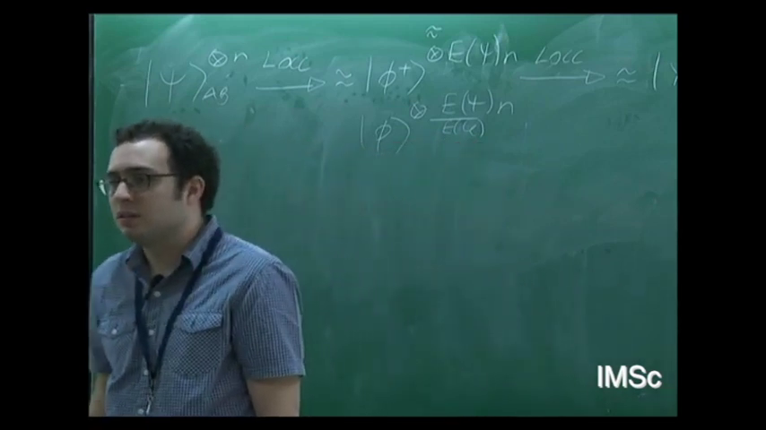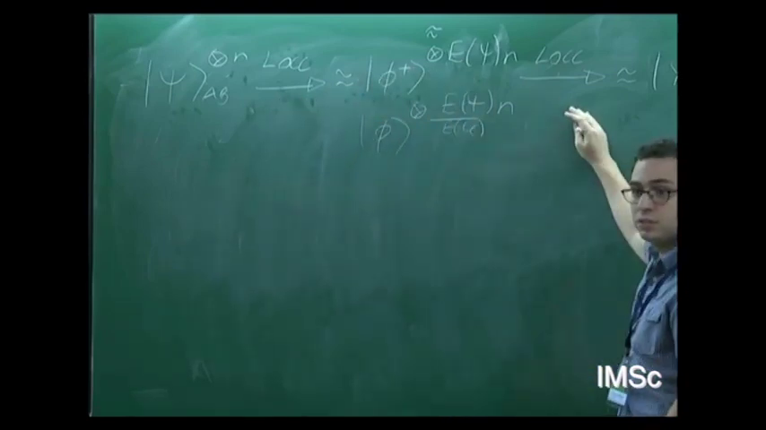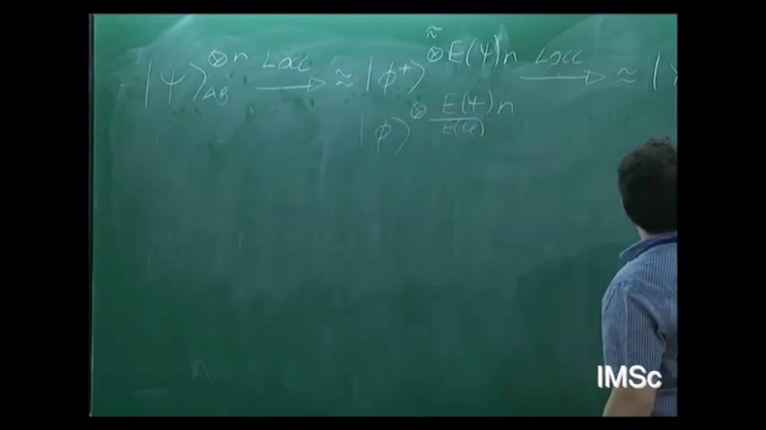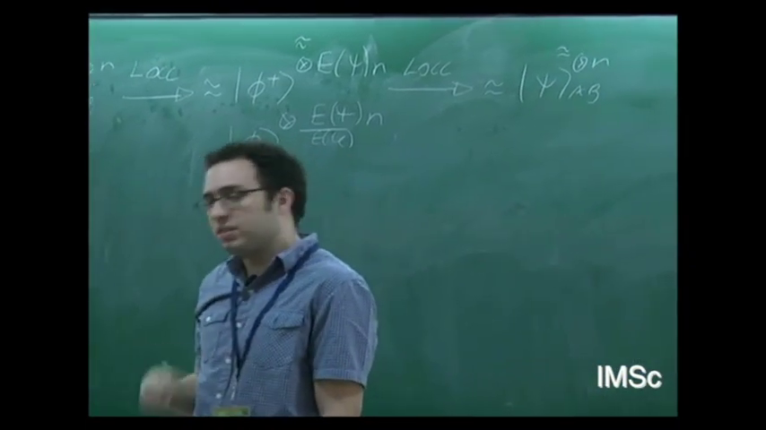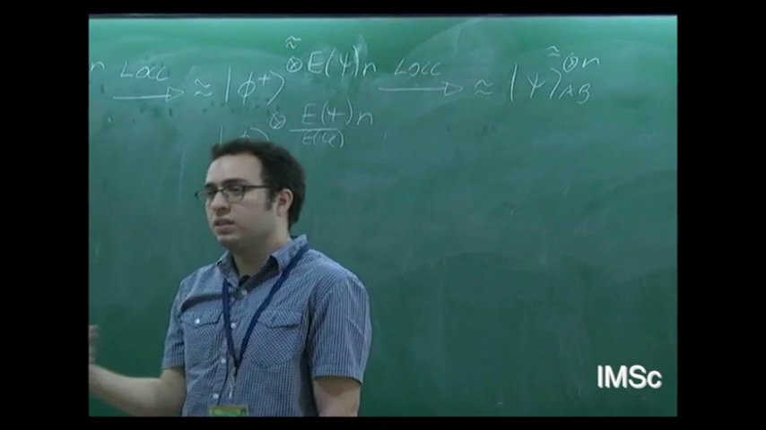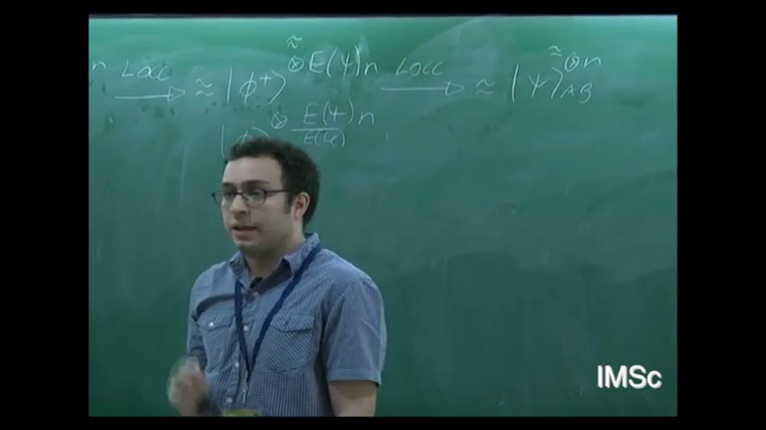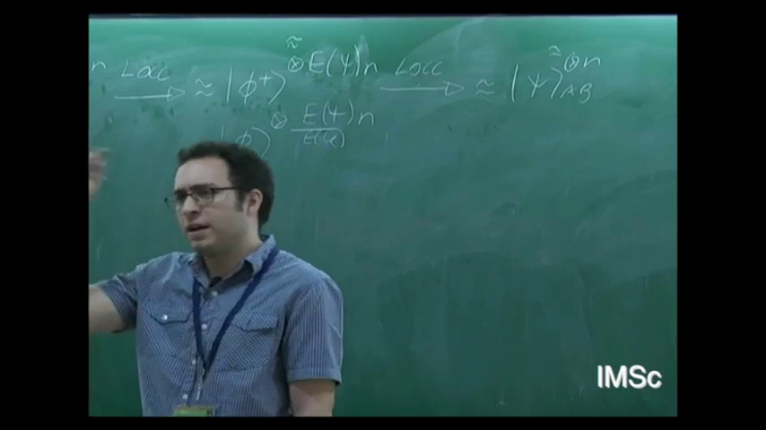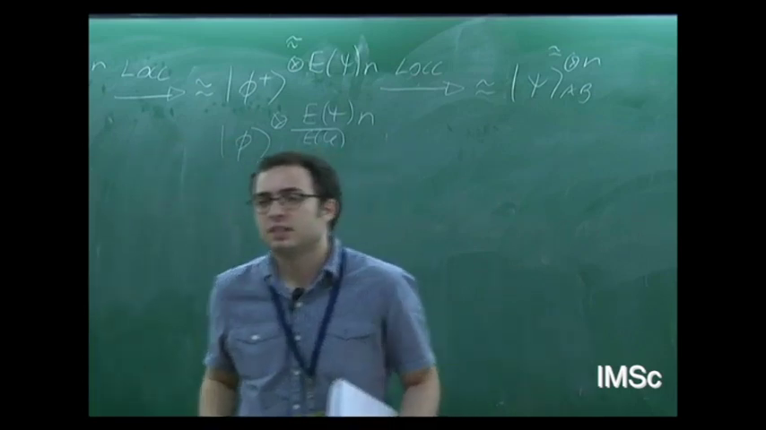So now, the last step is reversing the process. It's not the same operation, but it's reversing the process. Again, there are some errors, some deviation for which when n goes to infinity, the trace norm difference goes to zero. And we know how it goes. It's basically 2 to the minus order square root of n.